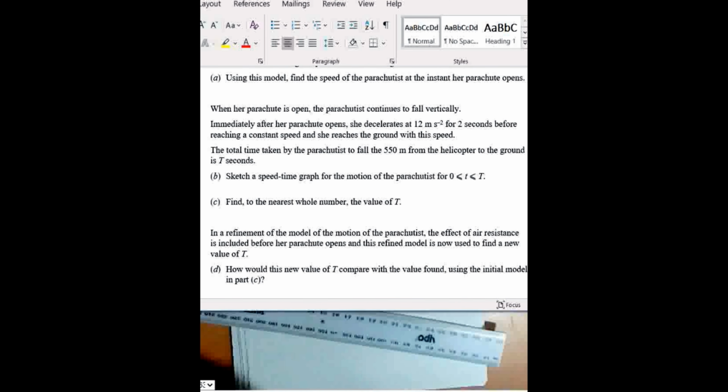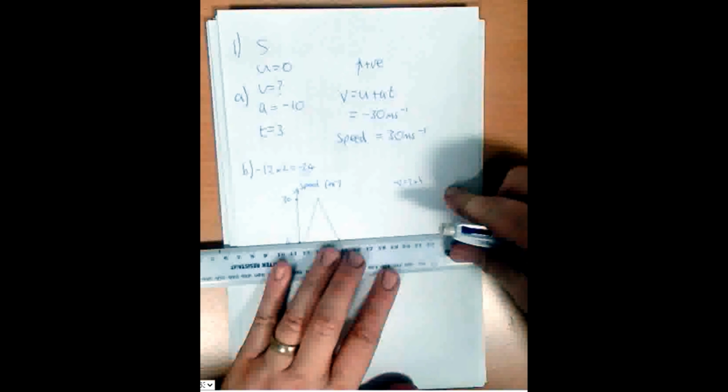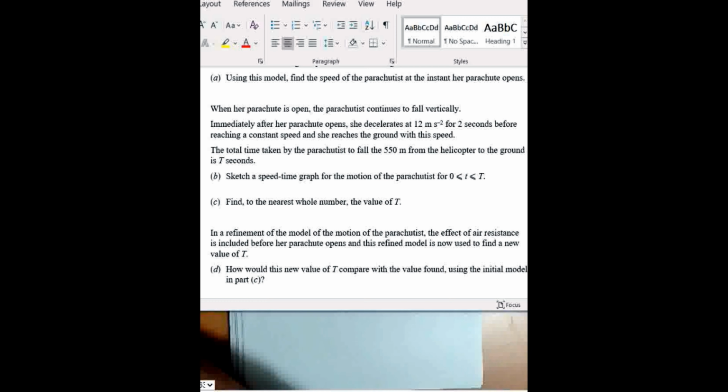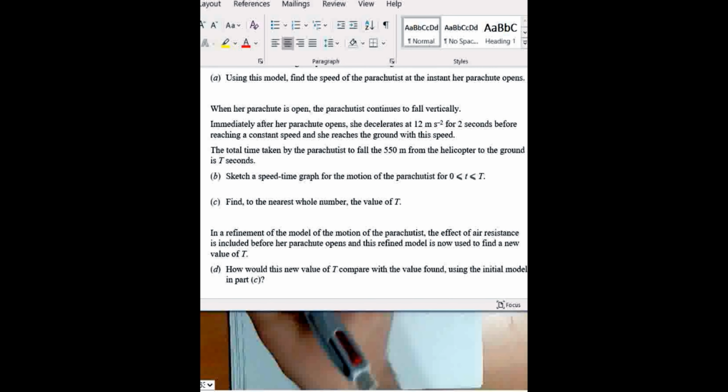And then what does it say? Let's look back at the question. Constant speed and reaches the ground with this speed. So it's constant speed from here, so my acceleration is 0, i.e. the next segment is just a horizontal line. And it takes T seconds overall, so there's my big T there. I know that the total distance fallen is 550 meters, so there's B.